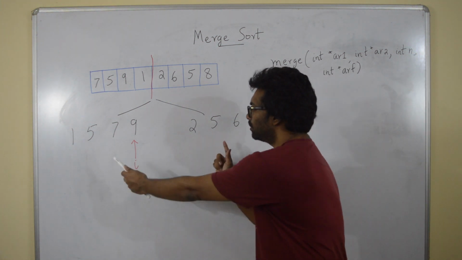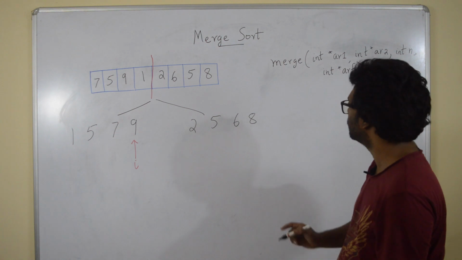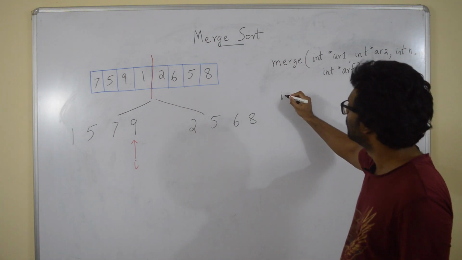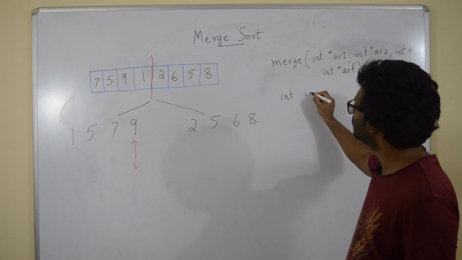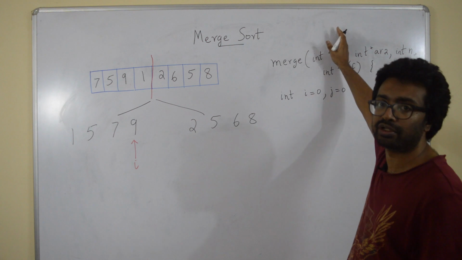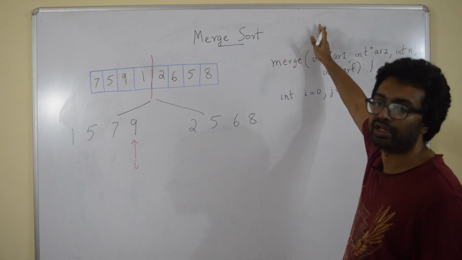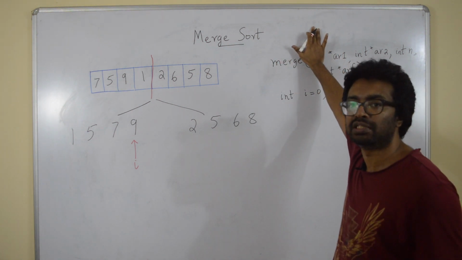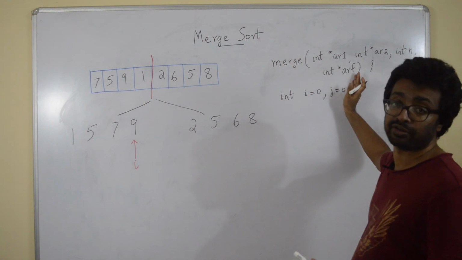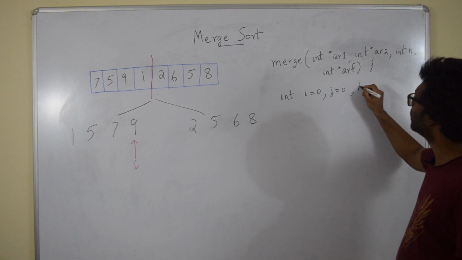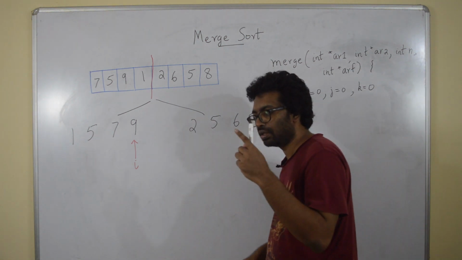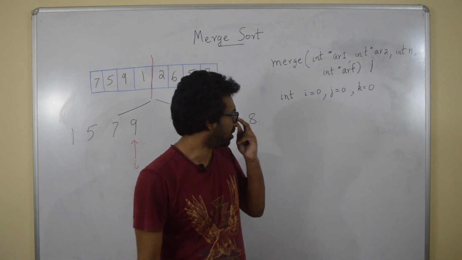Now, let's write the merge function. For merge functions, obviously we need to have two pointers, right? So let's define that. Int i is equal to 0, j is equal to 0, and we should also keep a pointer to keep track of where to place each of the elements in the new array ARF. So that will be k equal to 0. So these are our 3 indices i, j, and k for each of the three arrays.